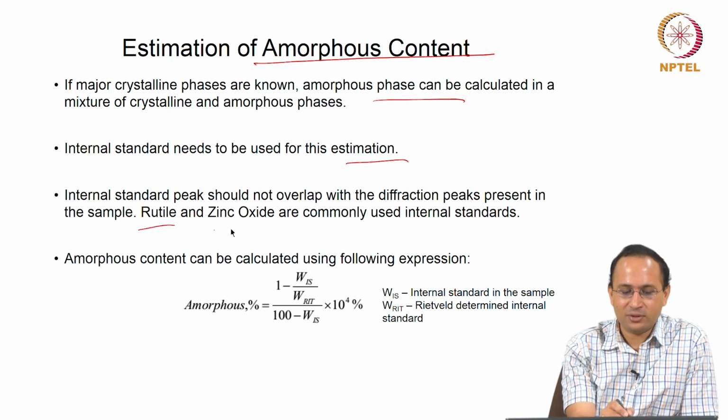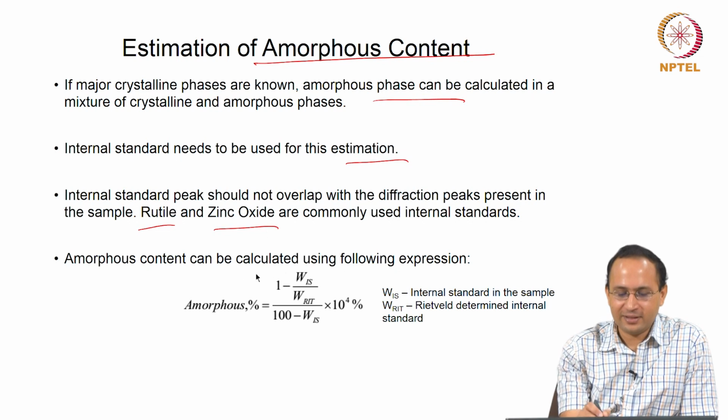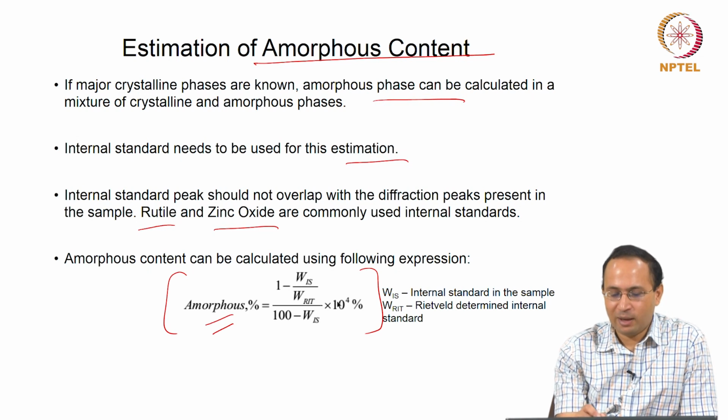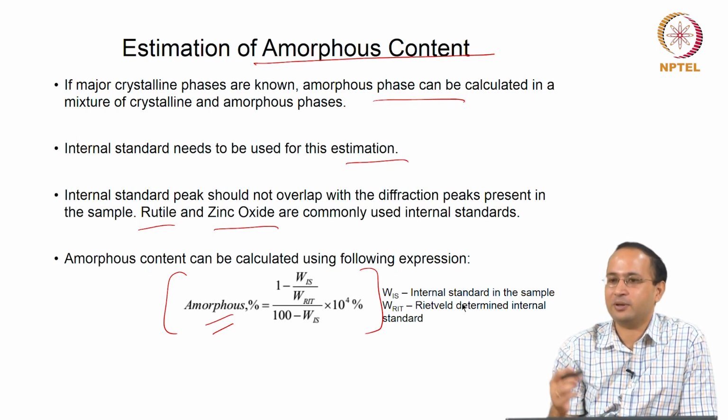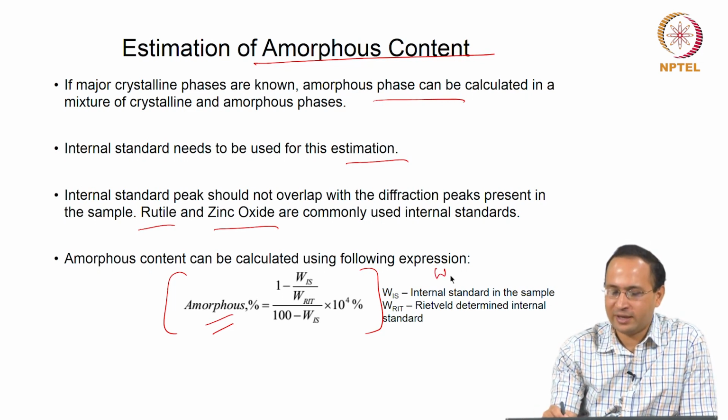Commonly used internal standards are rutile and zinc oxide, and this is the formula you can use. The amorphous content can be written like this, where WIS is the internal standard in the sample. You are using an internal standard, so you know how much you have added. Suppose you are using 15% of internal standard. So, you know WIS is 15%.